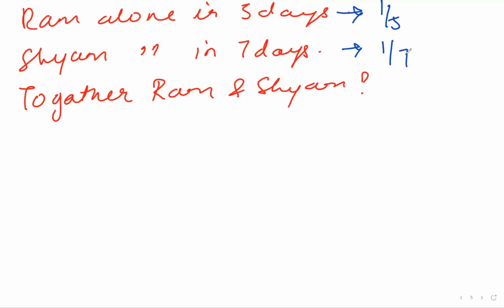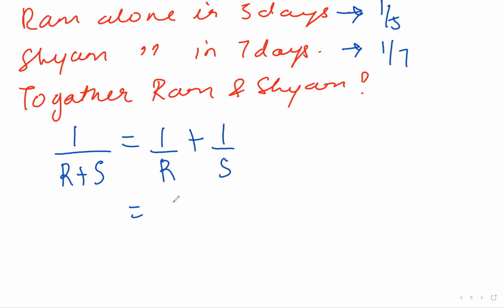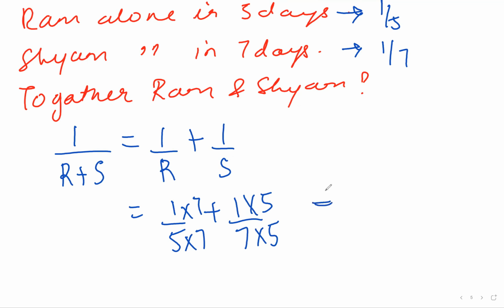So, together, Ram and Shyam can finish how much work? In one day, Ram and Shyam can complete 1 over Ram plus Shyam, so 1 over Ram plus 1 over Shyam. So it will be 1 over 5 plus 1 over 7. You cannot add because my denominators are different. So first I will equalize them. Now I can add.